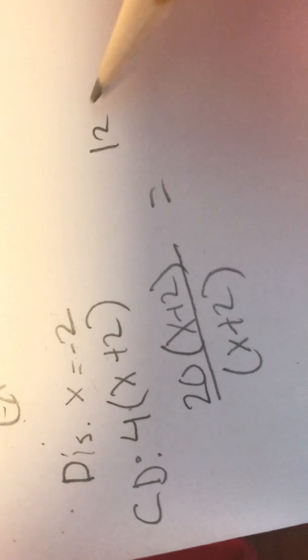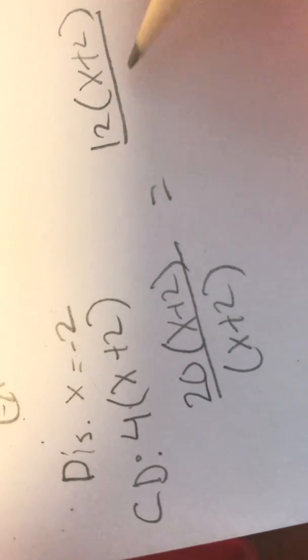Same deal here. 3 times 4, but don't multiply this, leave this alone. Just multiply the 3 and the 4. And I get 12 times x plus 2 over 4.